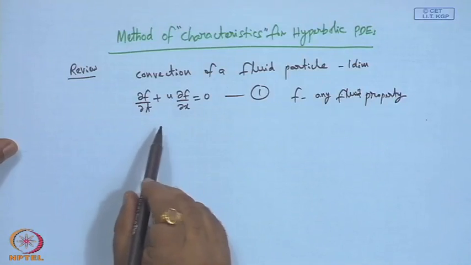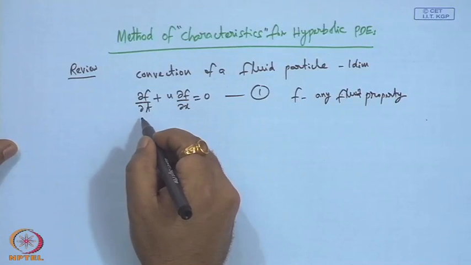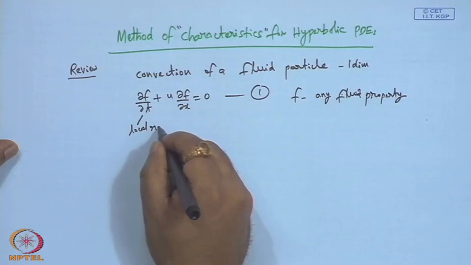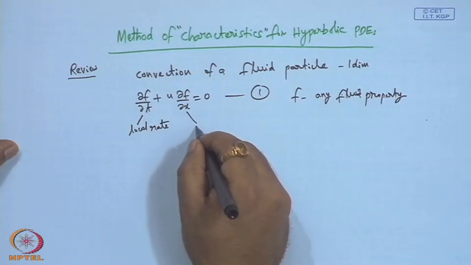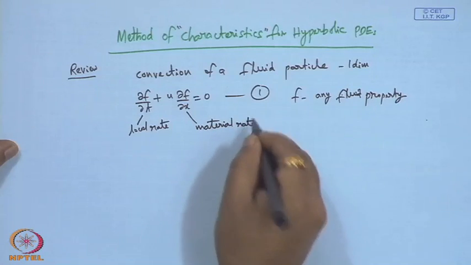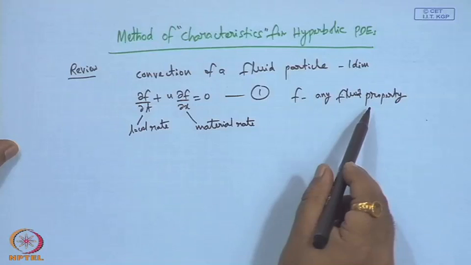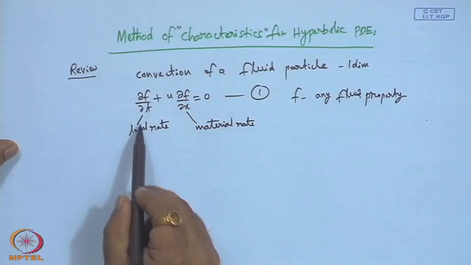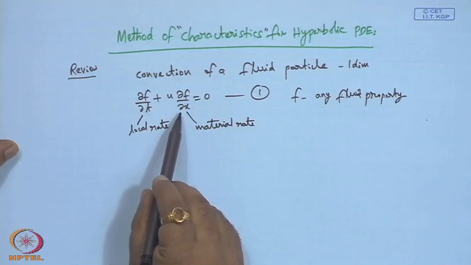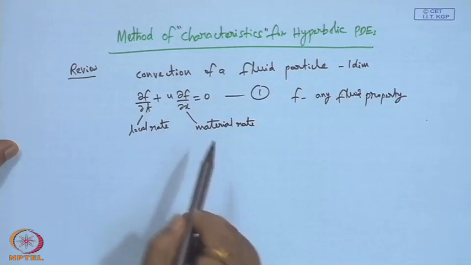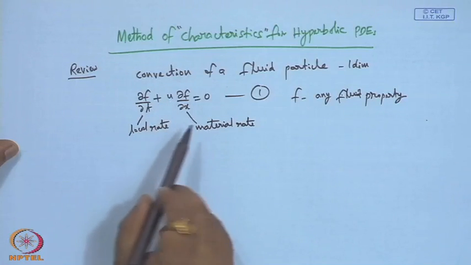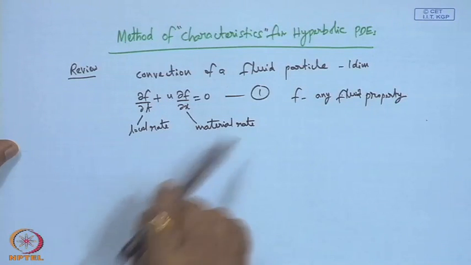So, this is the local rate and this is the material rate. That means for any fluid property, this is a local change with respect to time, and this is how it percolates with respect to space. You can see this is the velocity which is driving the material changes.